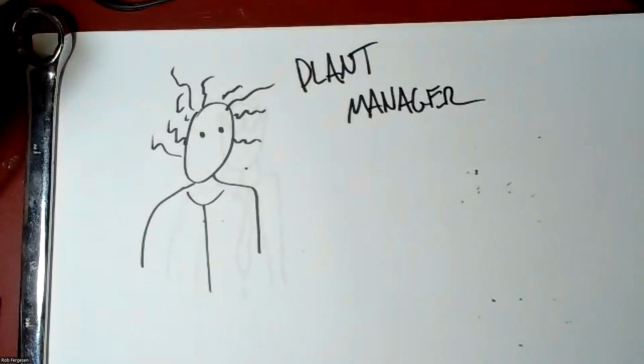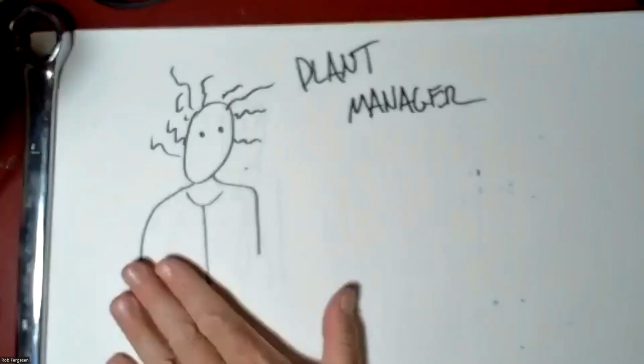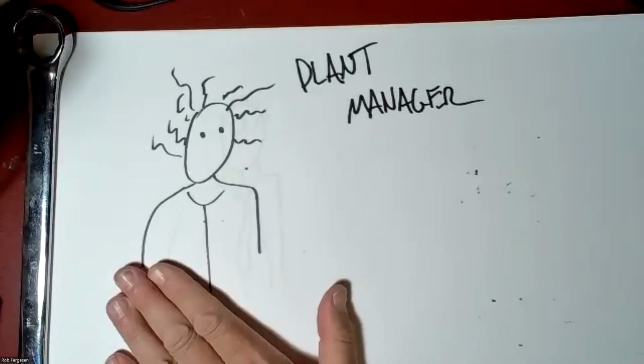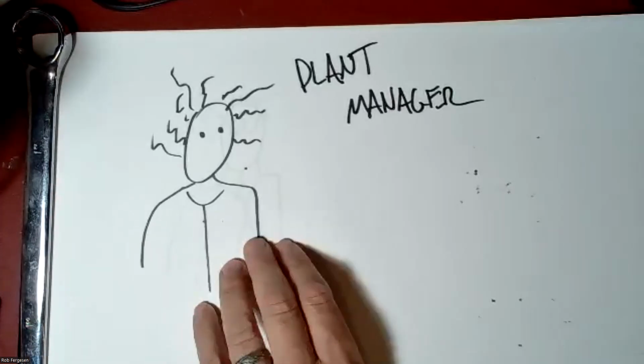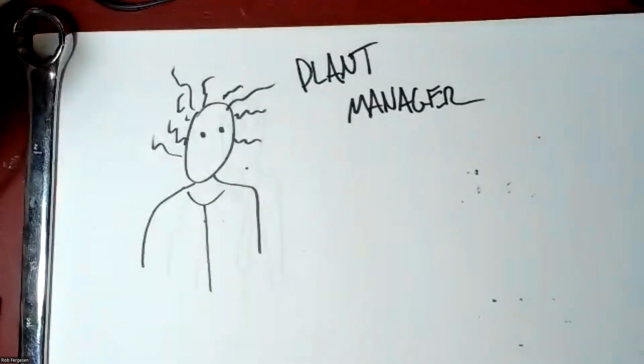All right. So here's my generic plant manager. Could be a woman, could be a man, could be anybody. Whoever they are, they've got crazy hair. All right. So you're going to talk to the plant manager, and you're going to say, all right, plant manager, somebody told me that CNC machine is causing a lot of problems because I can't find enough operators to run it.